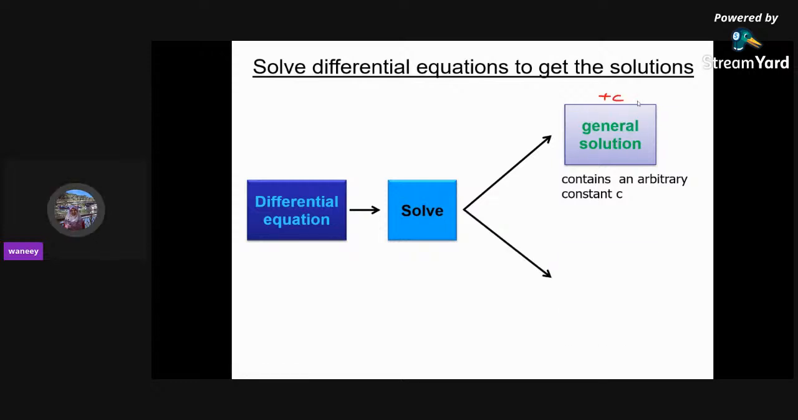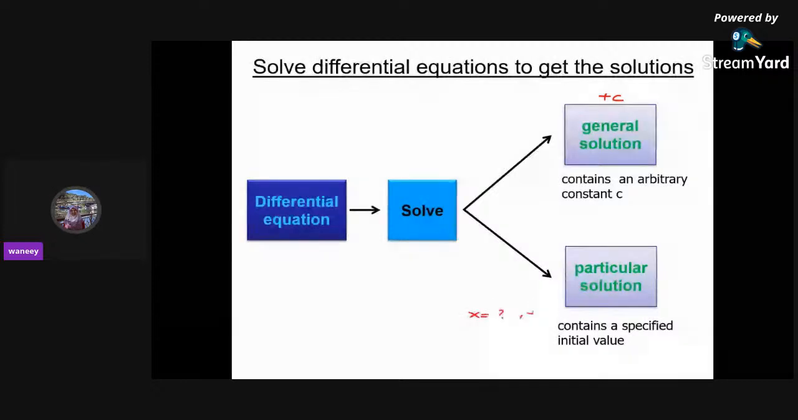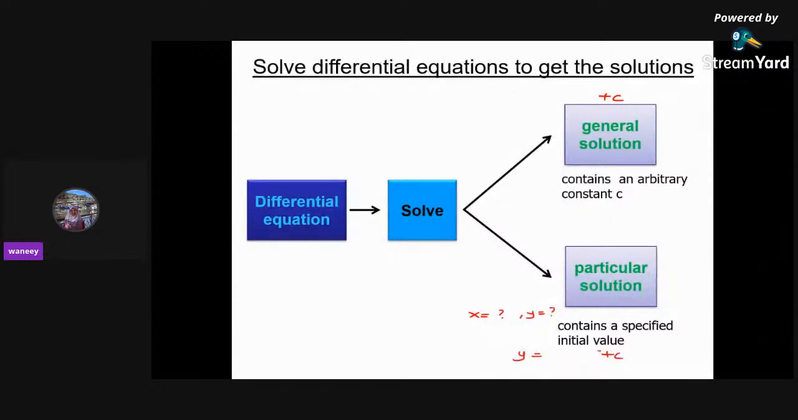Another one is something called a particular solution. That means it contains a specific initial value. They must give you, for example, the value of x and the value of y, so that when we write down the value of y, we no longer have anything with c. So dah tak ada c. It's supposed to be some value, so mungkin tambah 2 ke, tambah 3 ke. But we don't have an arbitrary constant anymore. We don't have the C sebab kita dah ganti nilai kan, so C tu hilang. That is why we call them a particular solution.